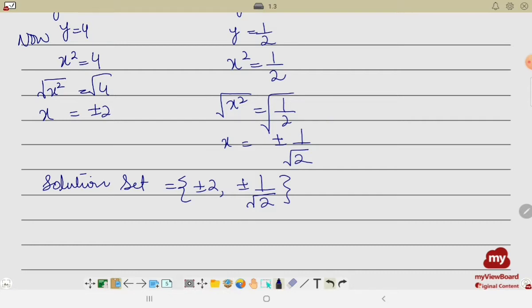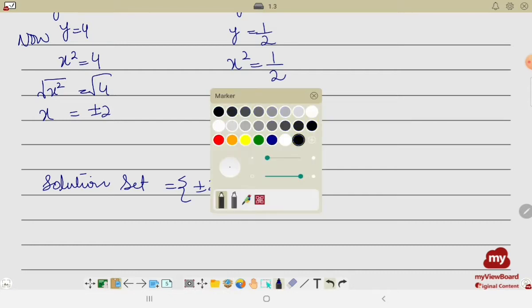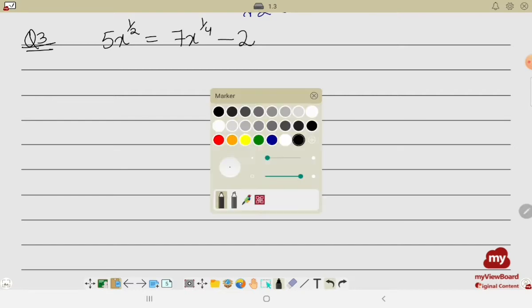Okay, let's solve another part. Question number is now 3. 5 x raised to power 1 by 2 is equal to 7 x raised to power 1 by 4 minus 2. Now what we have to do, again we are supposed to reduce the equation to standard form, standard quadratic equation. So how we are going to reduce it, we'll make another substitution.